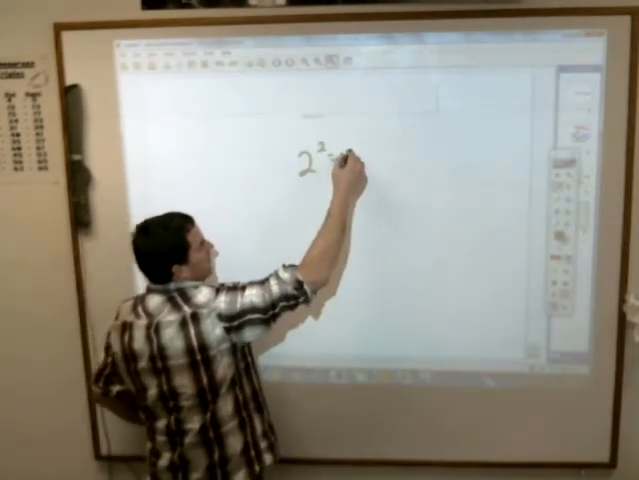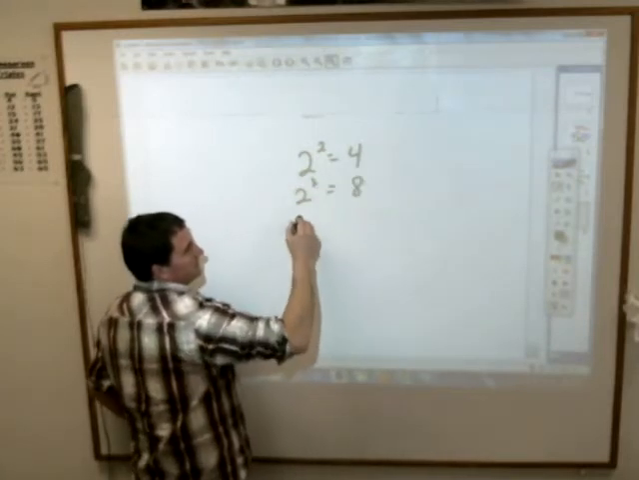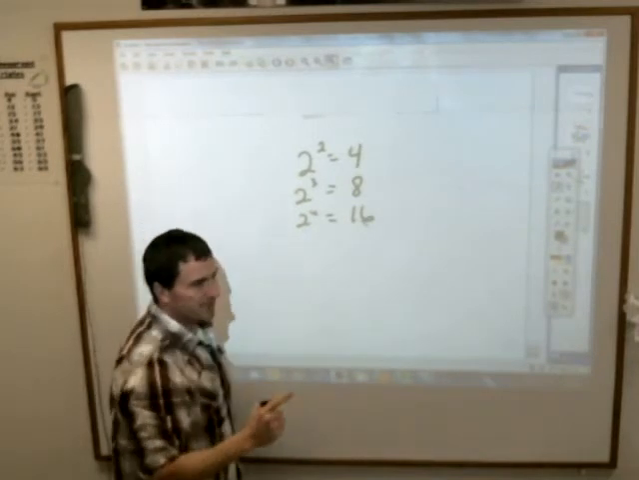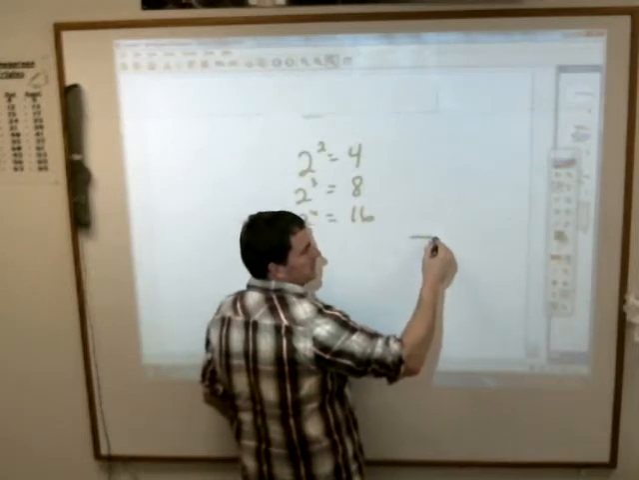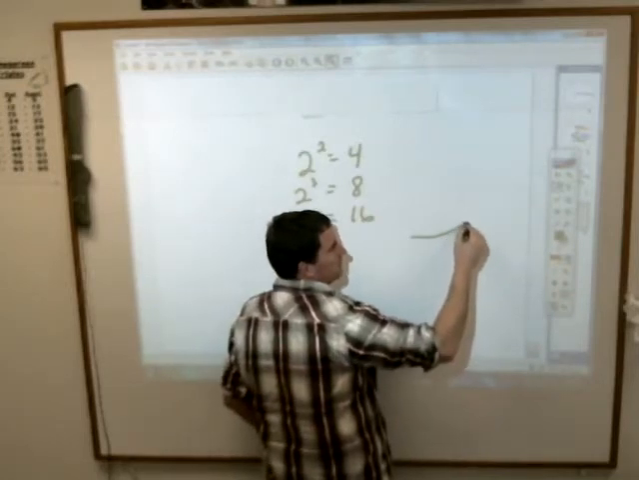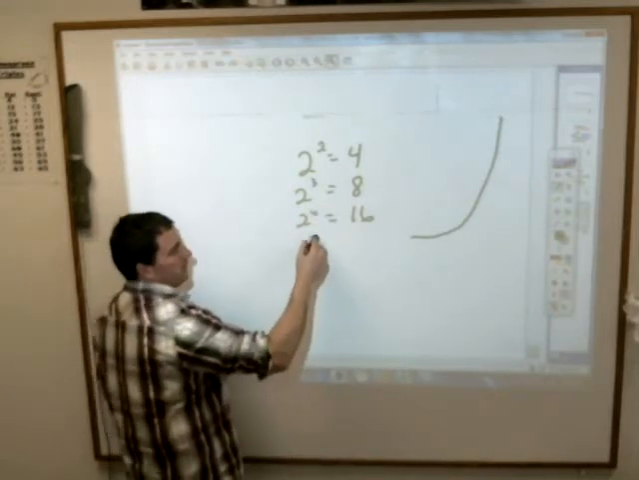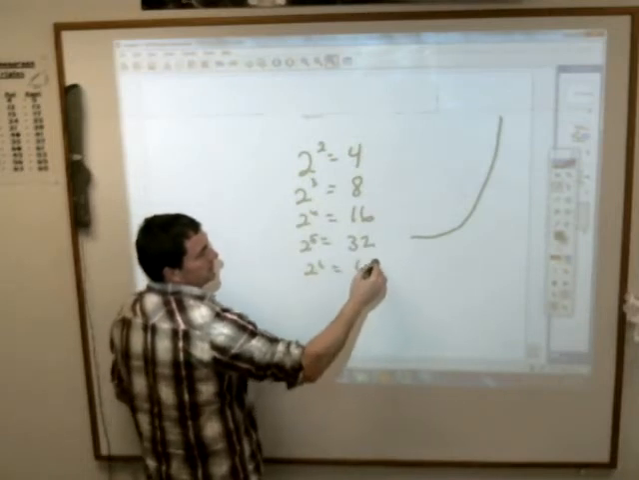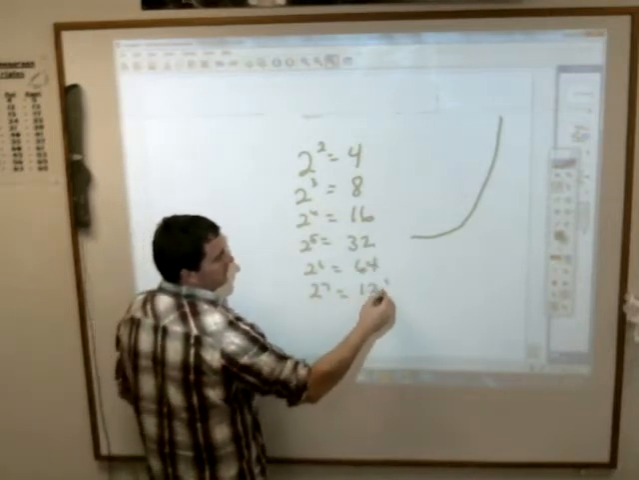Even if you're doing 2s, 2s is about as easy as we can get. 2 to the second power is 4. 2 to the third power is 8. 2 to the fourth power is 16. Okay, and what's going to happen is these don't grow very fast. They're kind of slow growing, but as you get farther and farther away, it starts to grow really fast and then really, really, really fast. For example, 2 to the fifth power now starts to be 32. 2 to the sixth power is 64. Still not growing real fast, but when you get to the seventh power, 128.